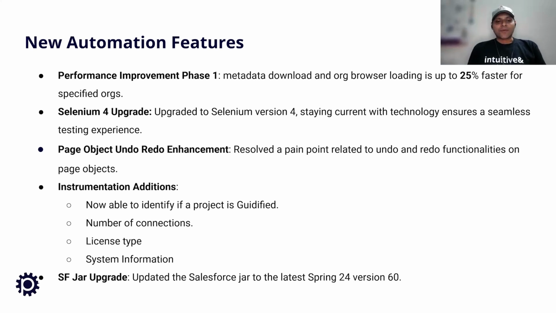From our instrumentation perspective, we have added, if a project is GUID-fied, number of connections, license type, and system information. We have also updated the SF jar as per the latest Spring version 60, so that we are concurrent with Salesforce releases. So those are some of the new features and enhancements. Moving on to the next slide, please.